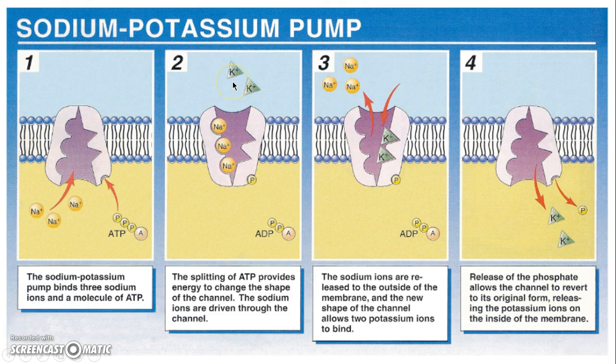Next is the sodium-potassium pump. The sodium-potassium pump binds 3 sodium ions and a molecule of ATP. The splitting of ATP provides energy to change the shape of the channel. The sodium ions are driven through the channel and released to the outside of the membrane, and the new shape of the channel allows 2 potassium ions to bind. The release of the phosphate allows the channel to revert to its original form, releasing the potassium ions on the inside of the membrane. Sodium and potassium are moved against their concentration gradients.